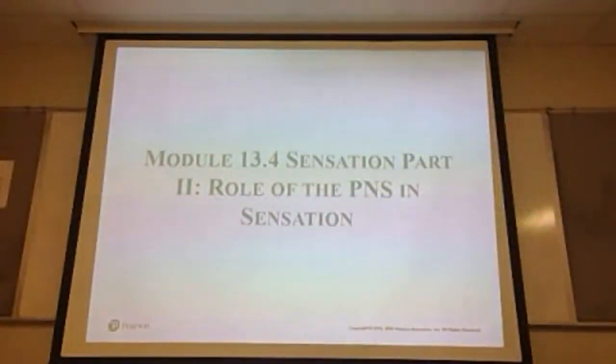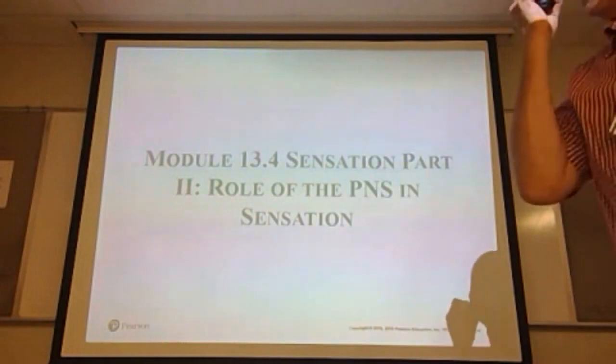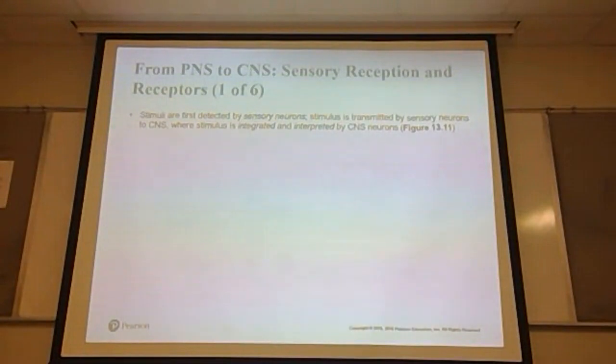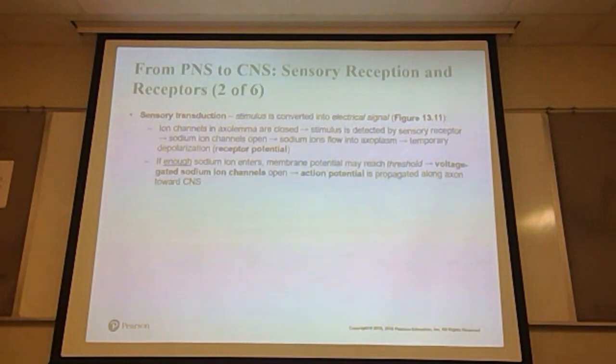All right, so let's pick up where we left off with chapter 13 with sensations, part 2, the role of the peripheral nervous system in sensation. So, stimuli that are first detected by sensory neurons get transmitted by sensory neurons to the central nervous system, where that stimulus is integrated and interpreted by the central nervous system neurons, and then appropriate action will take place.